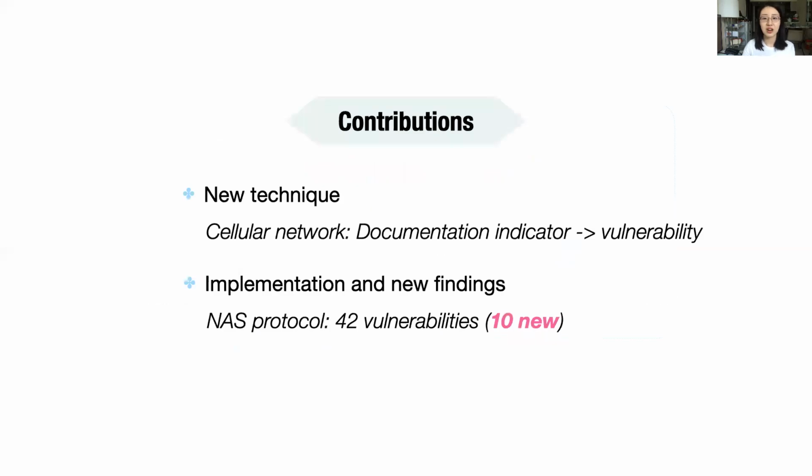Finally, let's summarize our contribution. First, we provided a new technique to discover cellular network vulnerabilities. We extracted the indicators from the documentation and use them to guide the vulnerability discovery. Second, we implement our approach and found 42 vulnerabilities in the real world, including 10 new ones. In our research, we proposed a new direction to discover cellular network vulnerabilities from analyzing documentation.